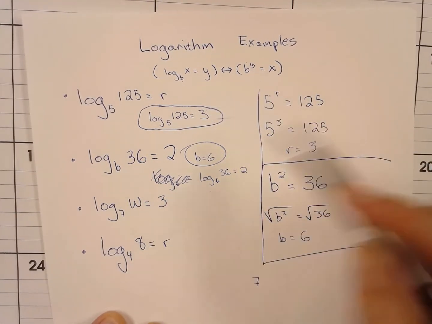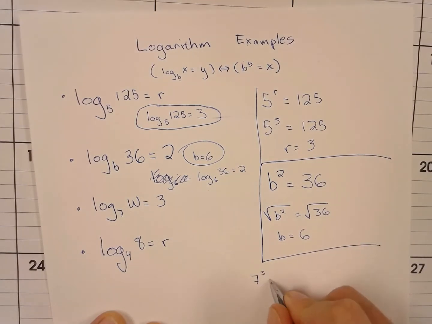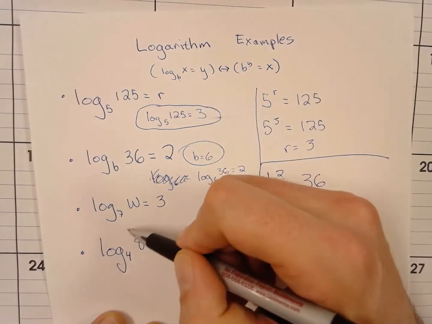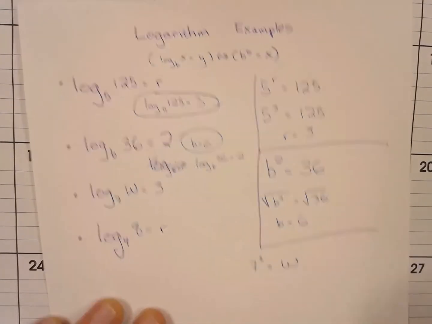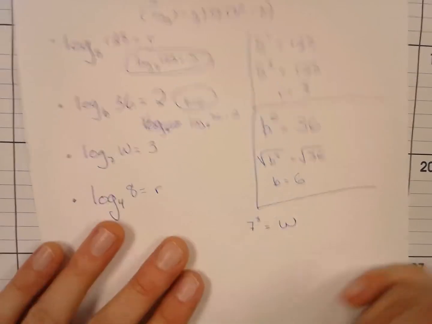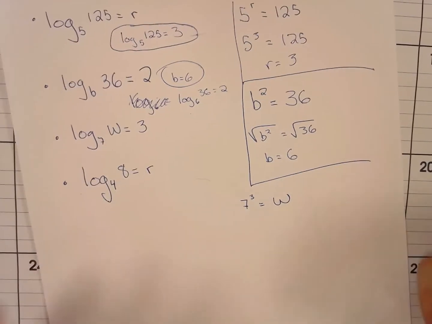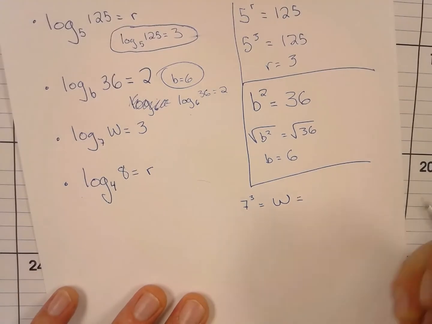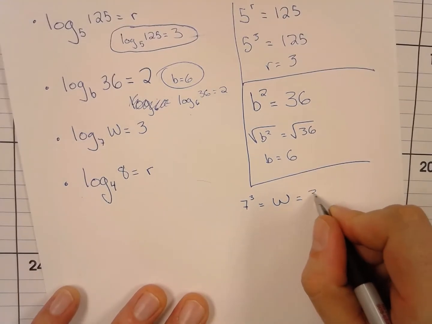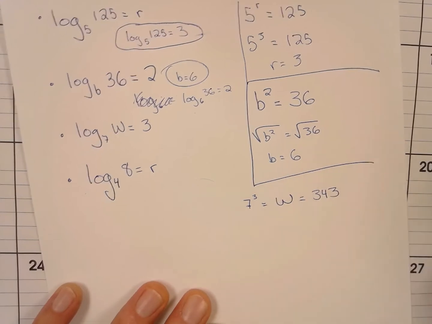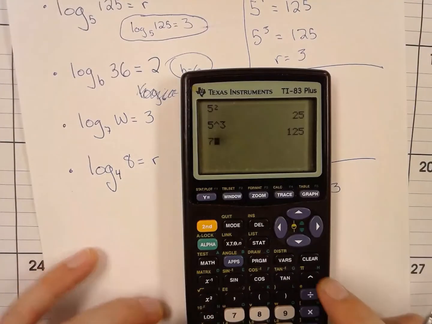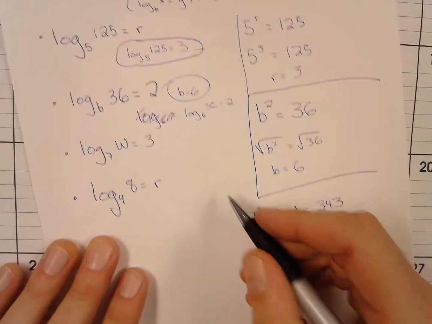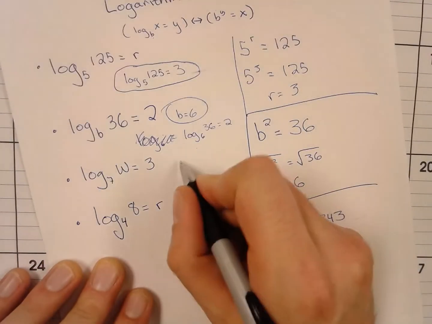So the exponent in exponential form is 3, and the answer in exponential form is the number at the end of the log expression, so that's w. And once you convert this one, now it's quite simple. We'll just enter in our calculator 7 cubed, and that is 343, pretty sure. Yes. So w equals 343.